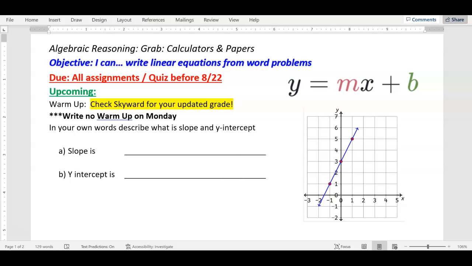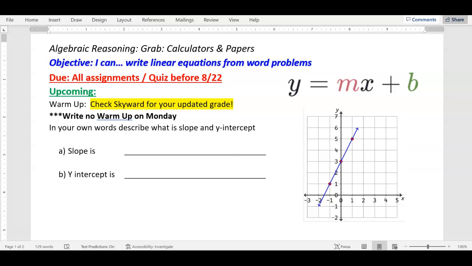The M. Okay, slope. Think of it like M for mountain. A mountain slope. Okay, and if you're walking on something that has a lot of slope, what's another way to understand something that has a lot of slope? It's very steep. Okay, so steep is a good word.